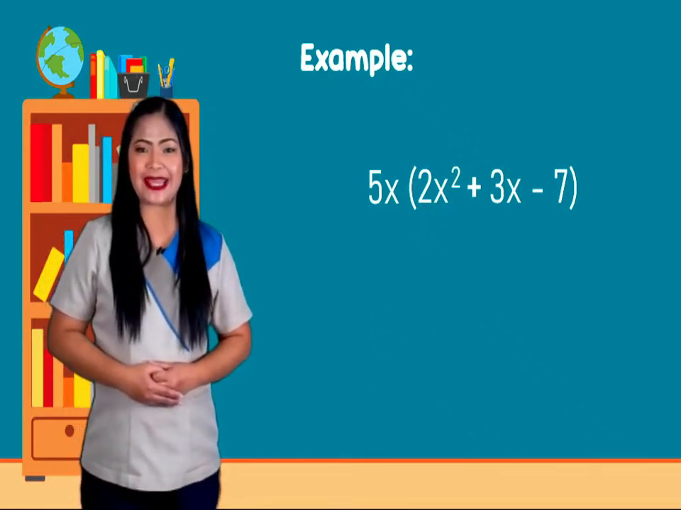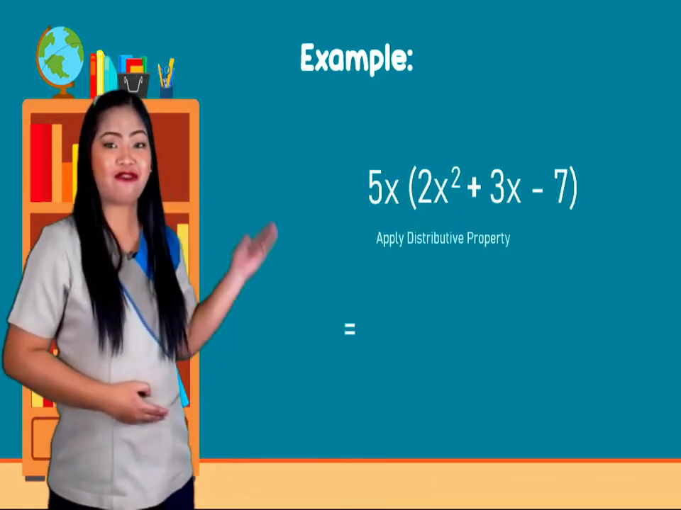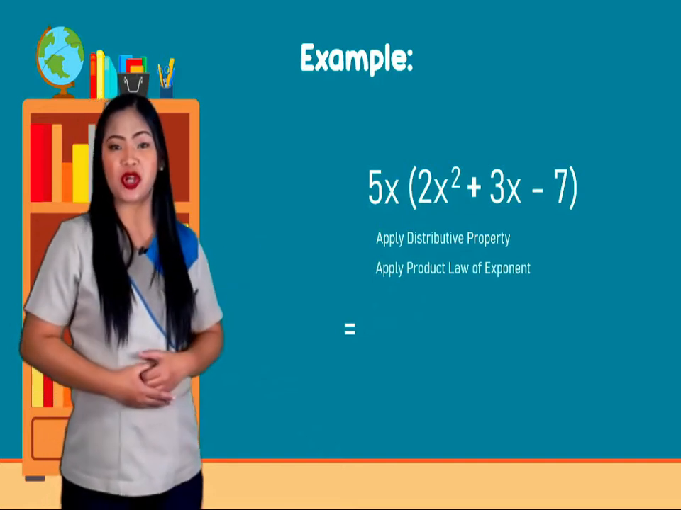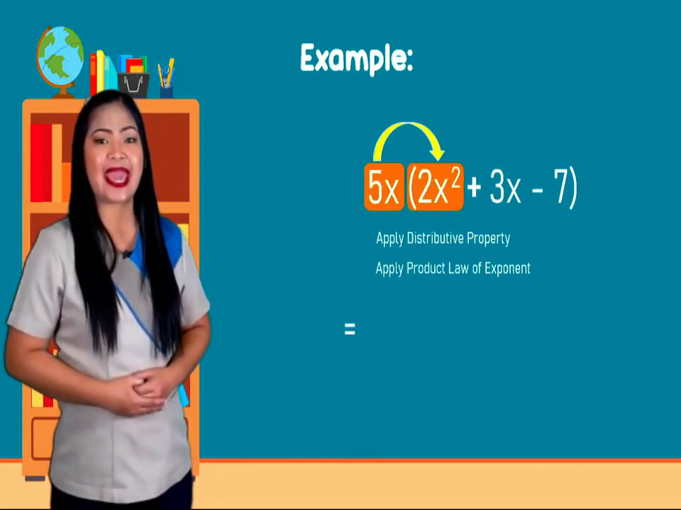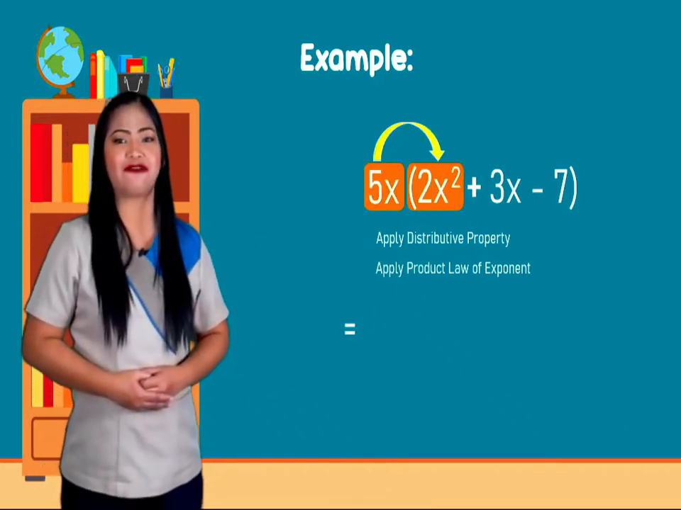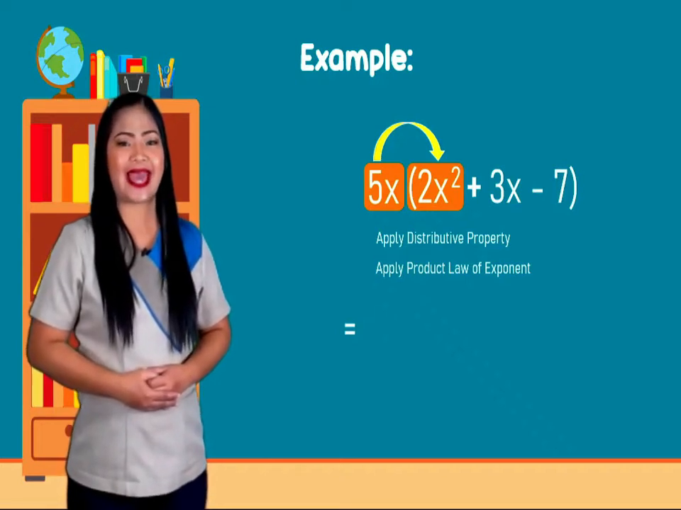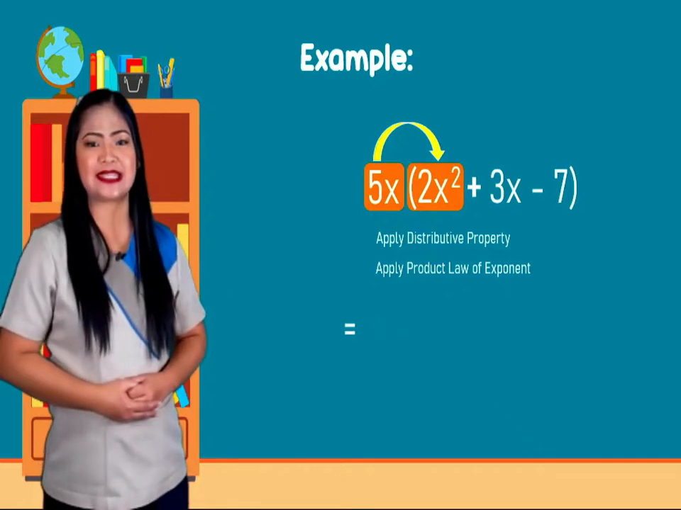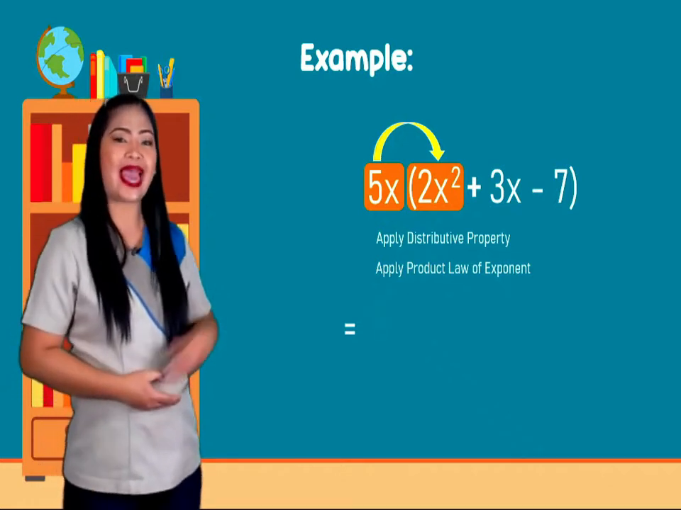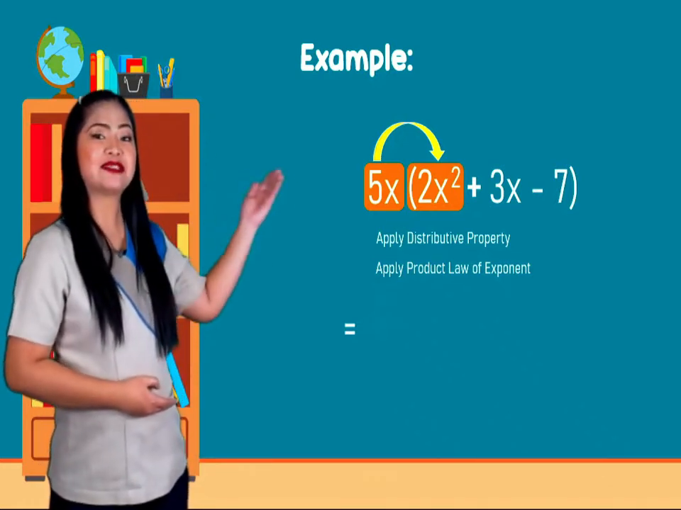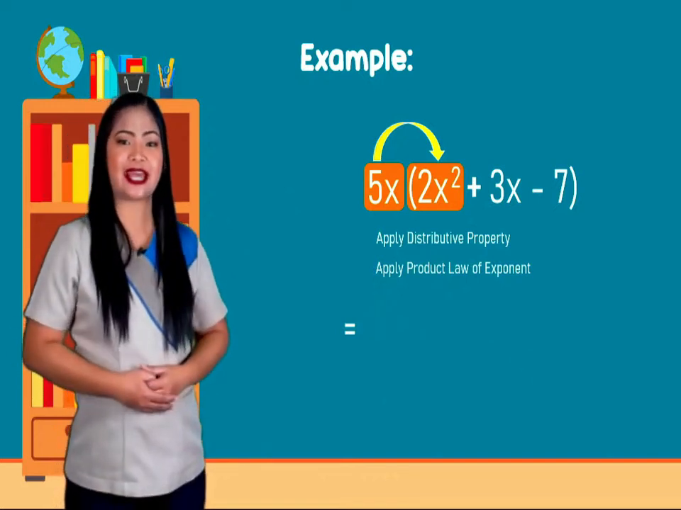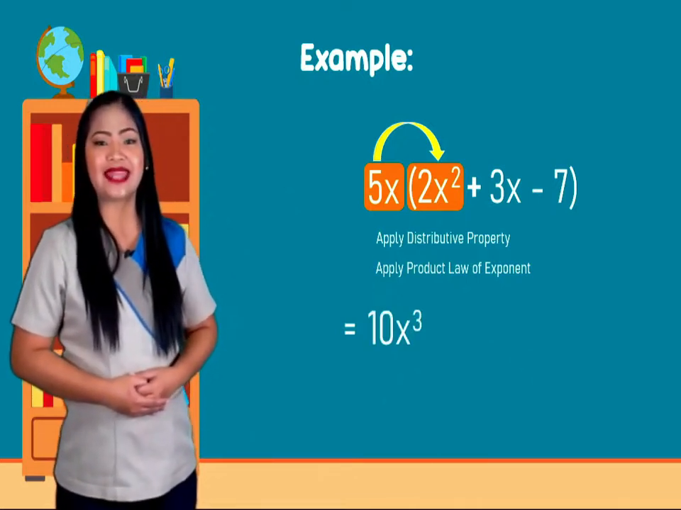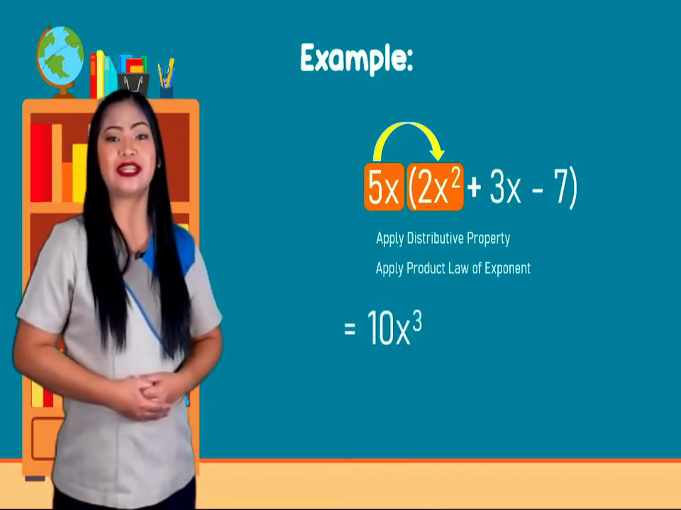Applying distributive property, we will multiply 5x to each term inside the parentheses and apply the product law of exponents by adding the exponents to those with same bases. Then, we have 5x times 2x raised to the second power is 10x raised to the third power.